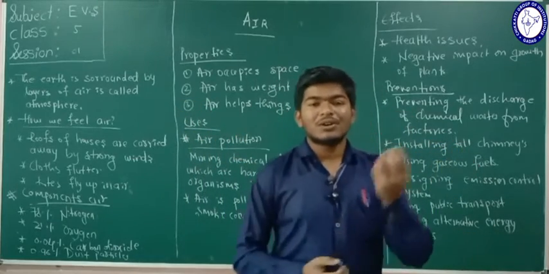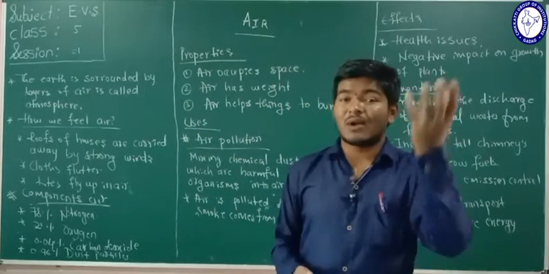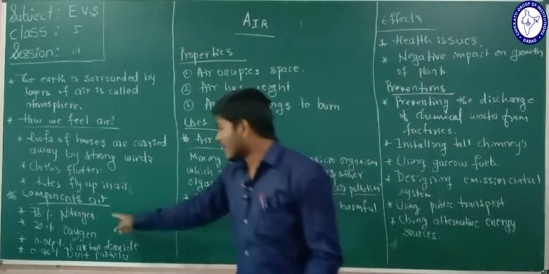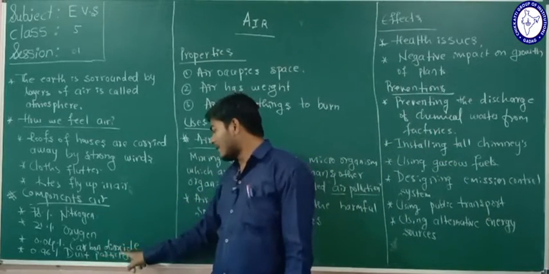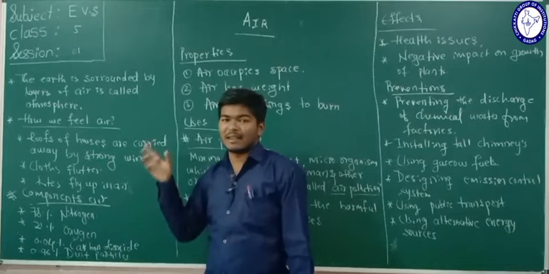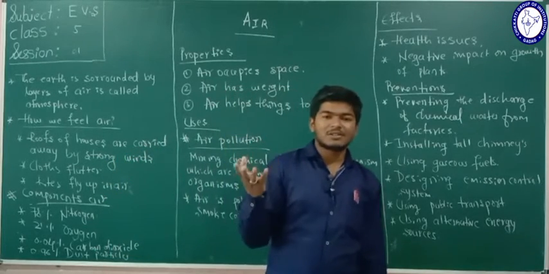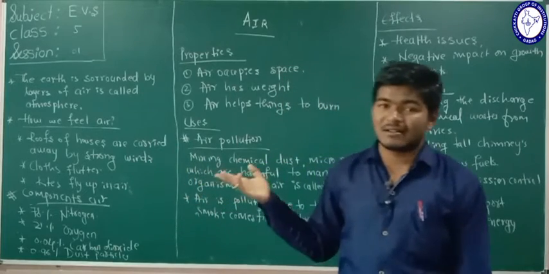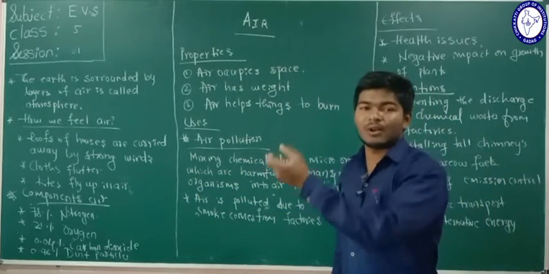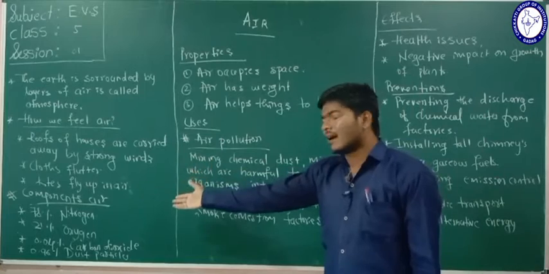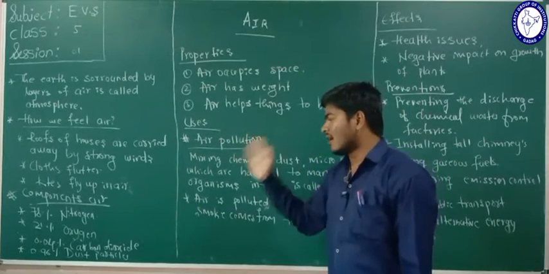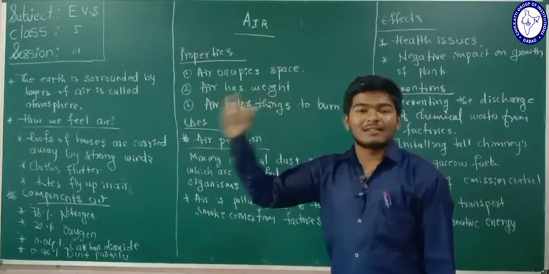So when you look at the components of the air, what are they? Nitrogen, oxygen, carbon dioxide, and dust particles. These are the main components of the air. In your examination, a 2 marks question may be asked on this: write down the components of the air. So what are the components of the air? Nitrogen, oxygen, carbon dioxide, and other dust particles.